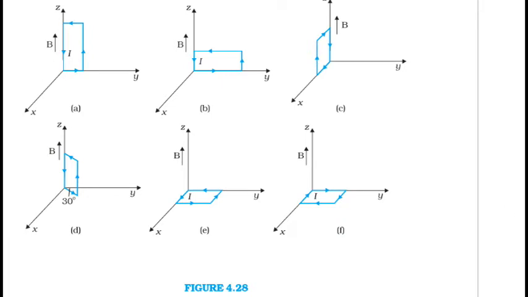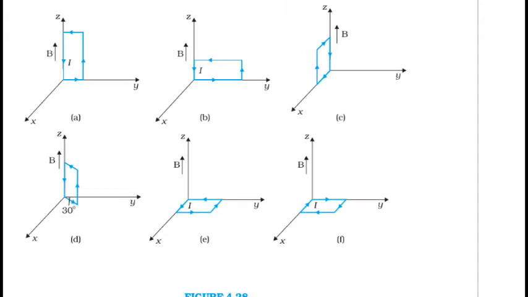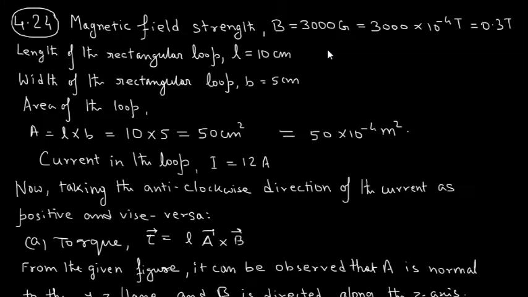And here is figure 4.28. And let us see the solution. Magnetic field strength B is equal to 3000 G, that is 3000 multiplied by 10 to the power minus 4 T, that is 0.3 T.